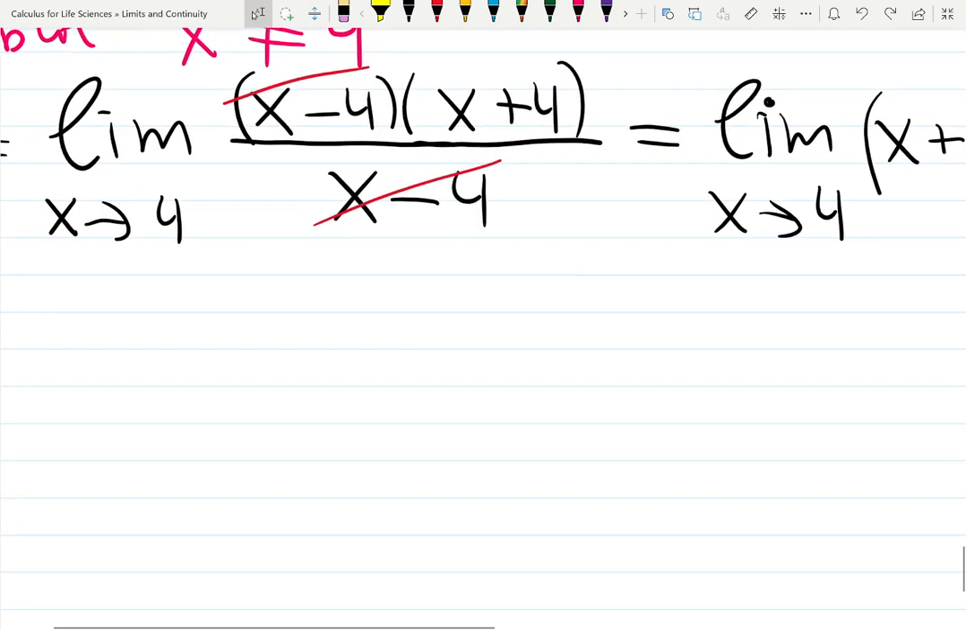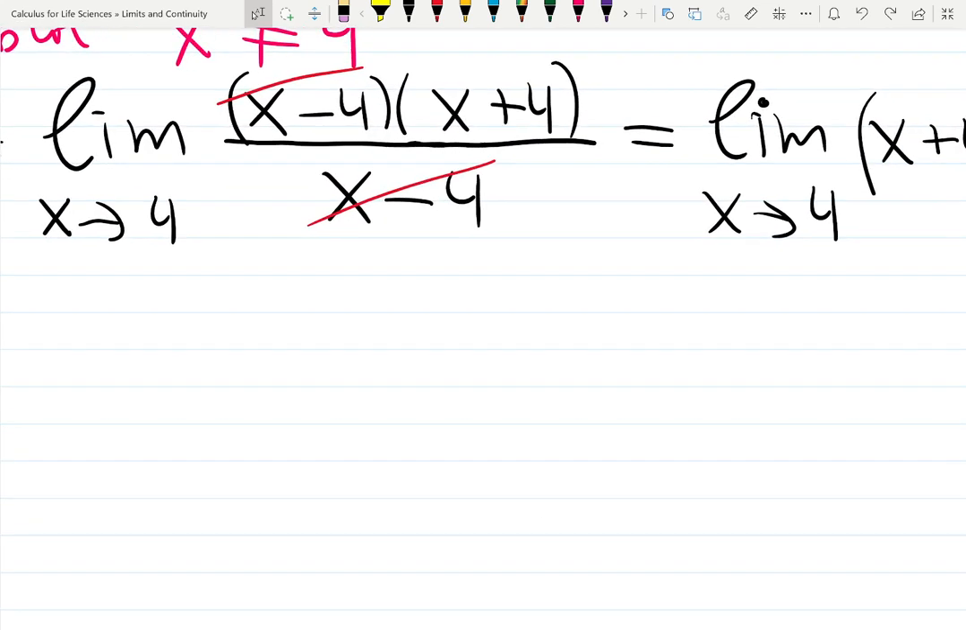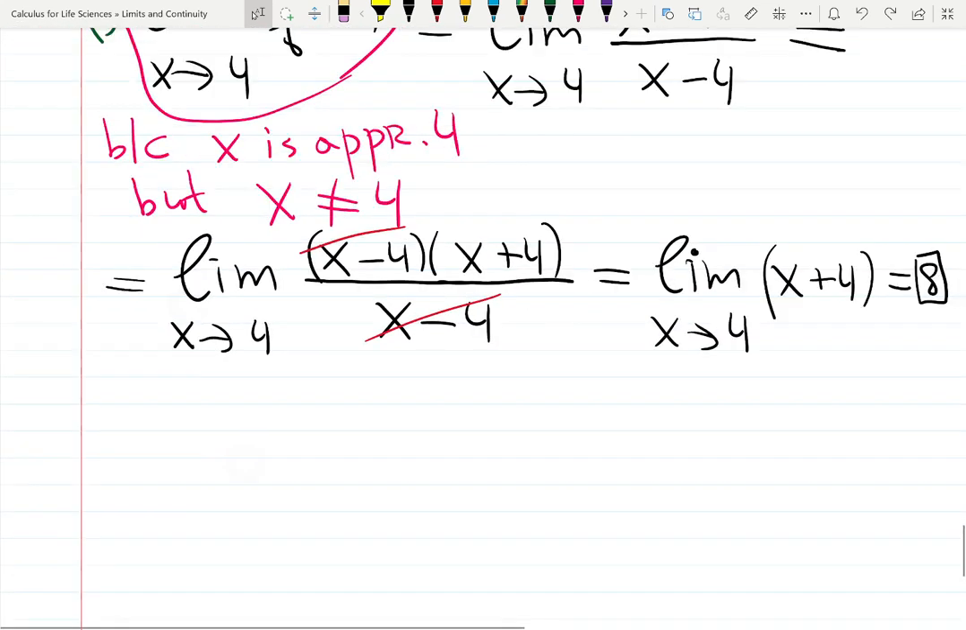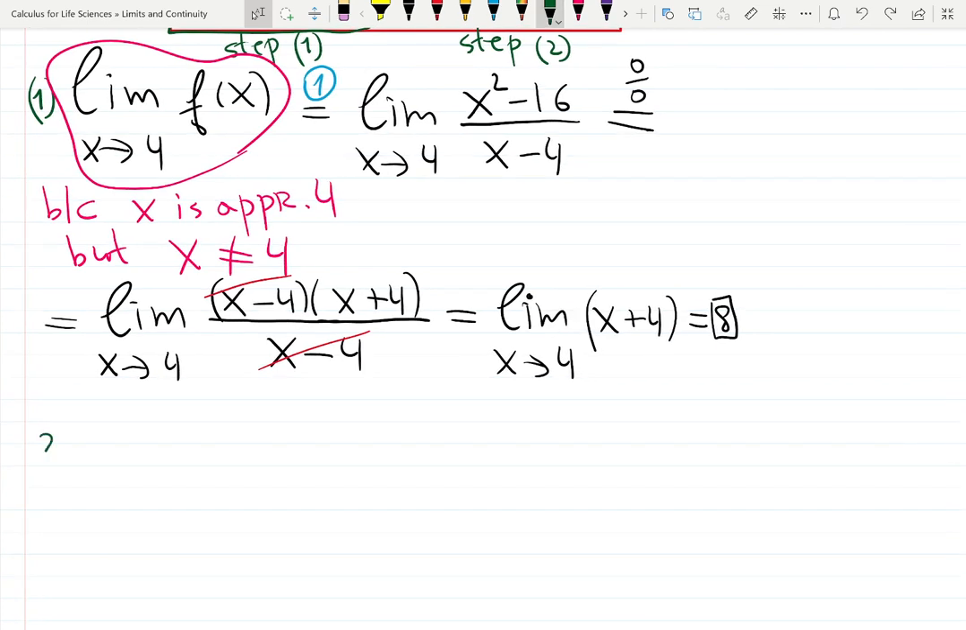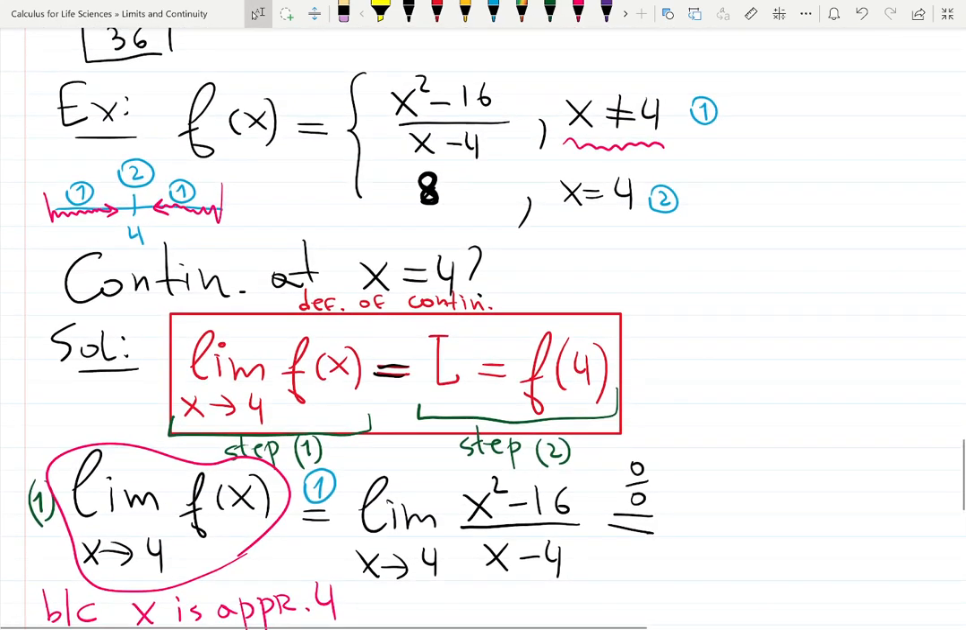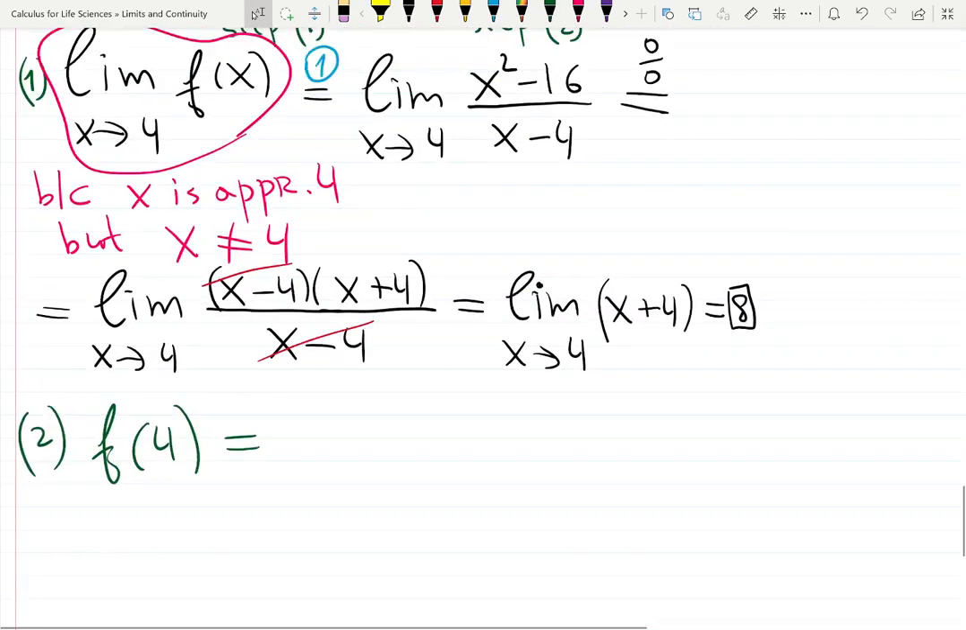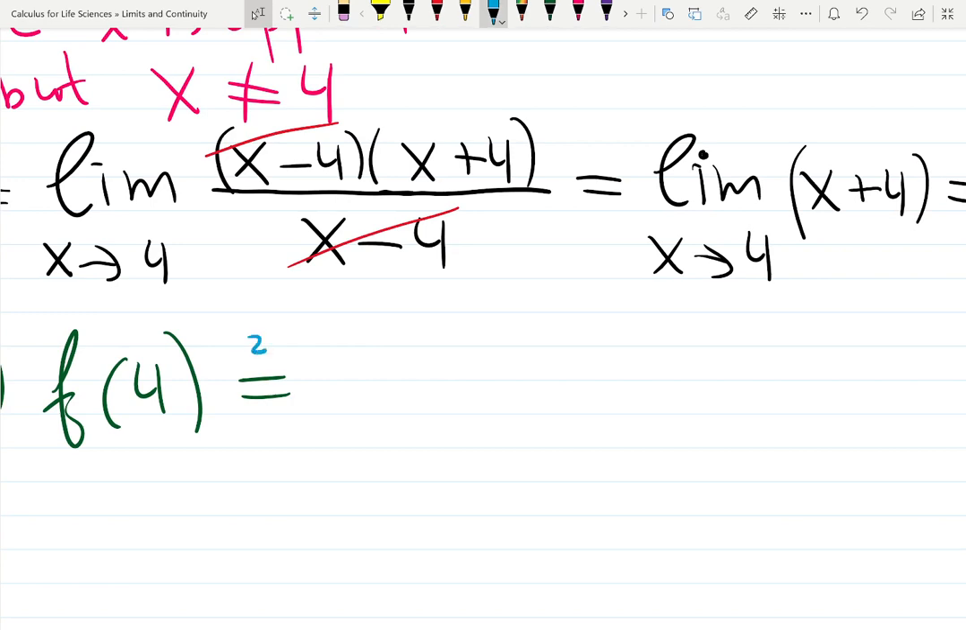Over here. So this was step 1. Step 2, f at 4 is, let me see, f at 4 is equation number 2. So I'm using equation number 2 in blue, and equation number 2 tells me it's 8.